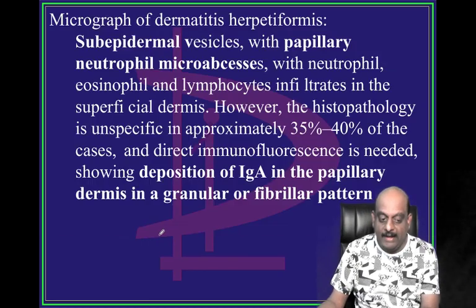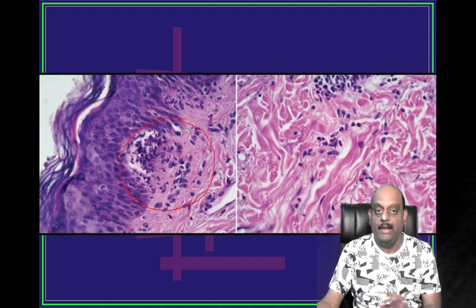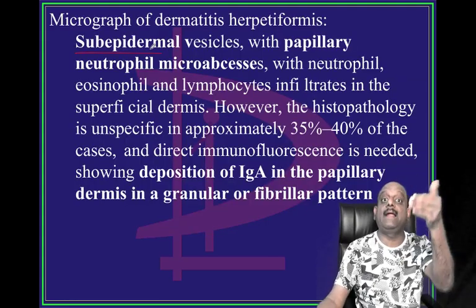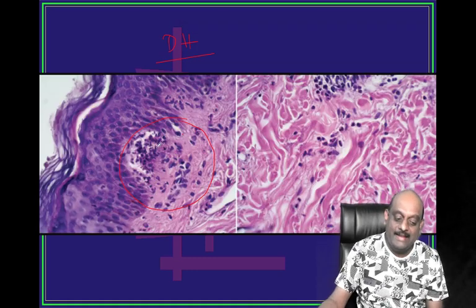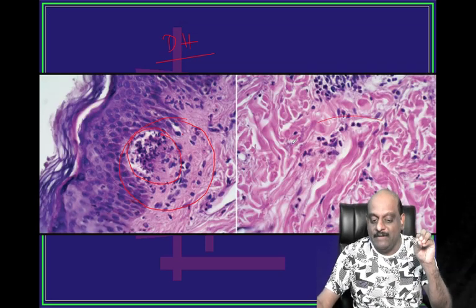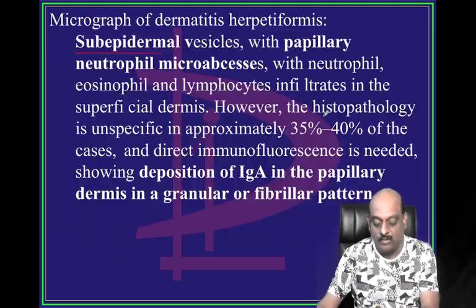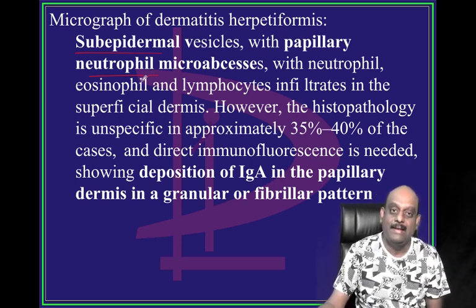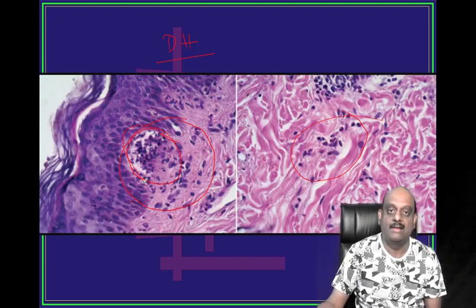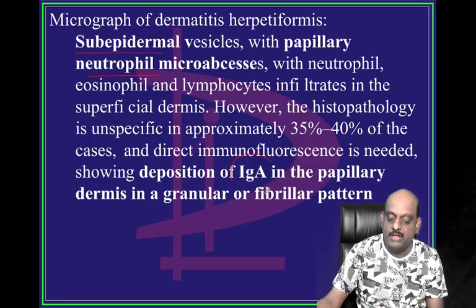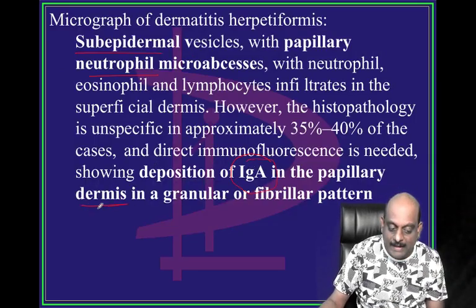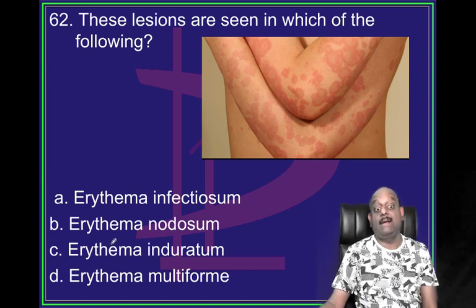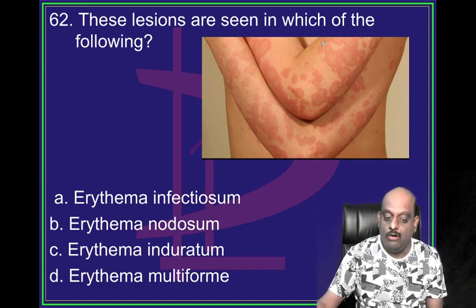So what are you able to see in case of dermatitis herpetiformis? Sub-epidermal vesicles. And in the dermal papillae, there is a neutrophilic infiltration, which is the classical feature. That is, papillary neutrophilic micro abscesses will be formed. Then the papillary dermis is the place where you find the deposition of immunoglobulin A. That is the classical feature in case of dermatitis herpetiformis. Now, where do you see these lesions?